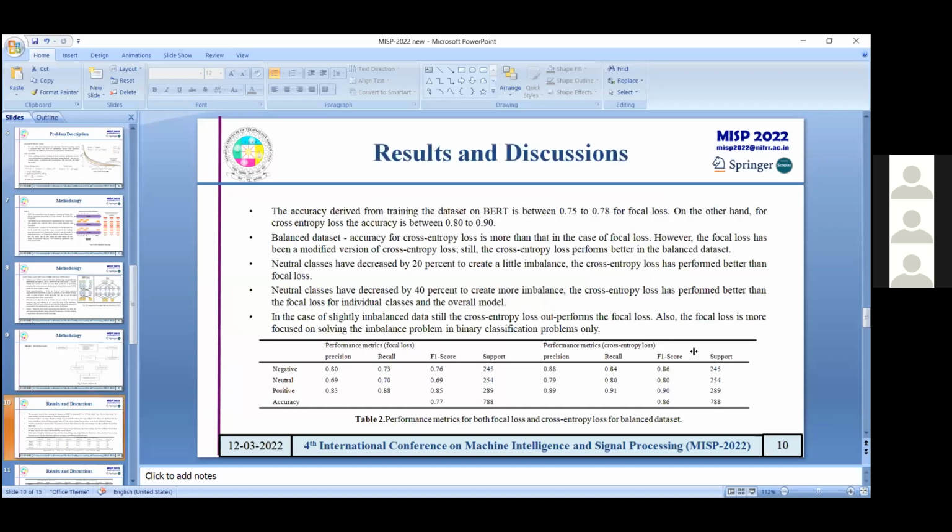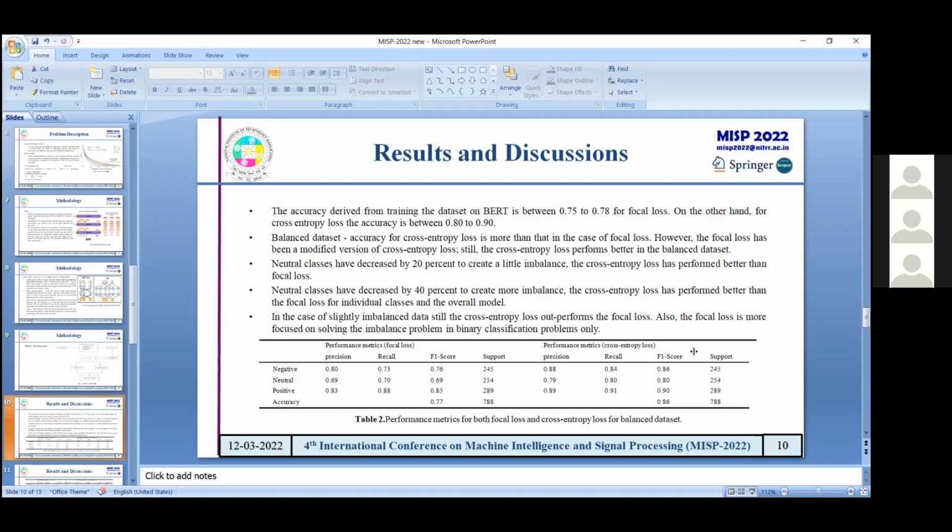Now, coming to the results, the accuracy derived from training the dataset on BERT is between 0.75 to 0.78 for focal loss, while on the other hand, for cross entropy loss, the accuracy is between 0.80 to 0.90. In case of a balanced dataset, the accuracy for cross entropy loss is more than that in case of focal loss. However, the focal loss is a modified version of cross entropy loss. Still, the cross entropy performs better in case of a balanced dataset.